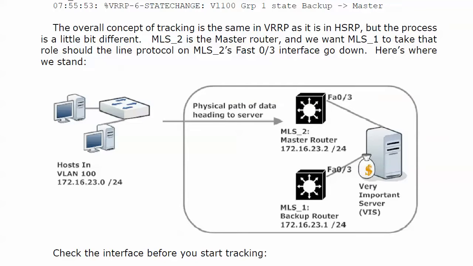This is the exact same setup we had in the HSRP lab. We know that right now, switch 2 is the master router. It's going to handle all the data that's heading to this server that's found on fast Ethernet 0/3 on both switches. So what we want to do is track this particular interface and say, okay, if the interface goes down, we want this switch's priority to go down by so much.